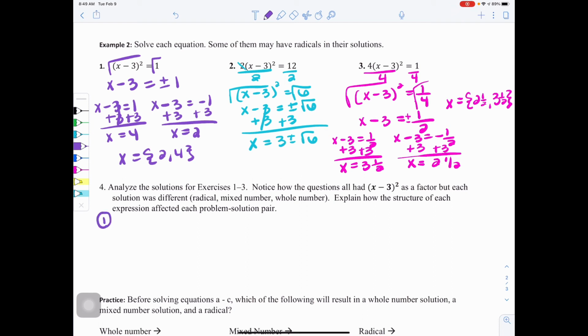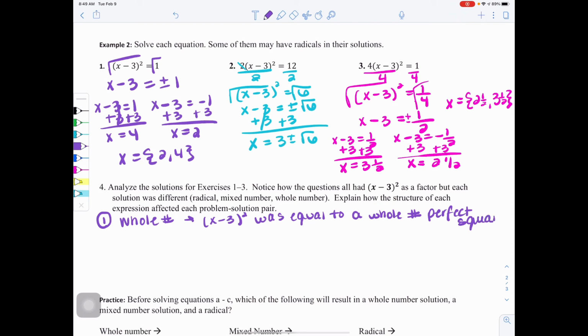Okay, out of radical, mixed number, and whole number, this is our example that ended in a whole number. Now, why did it end in a whole number? We had x minus 3 squared, and it was equal to, well, let's see what it was equal to. 1 is a whole number perfect square. So it was a whole number because that was equal to a whole number perfect square. So anytime that happens, you're going to get a whole number type of answer.